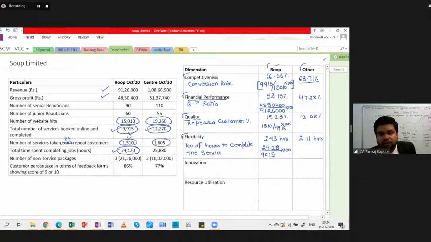Okay. Friends, now the next one, innovation. Those who sent the answer, absolutely fine. Thank you. Thank you, Chavi. Thank you, Raviteja. Thank you. Further, innovation. Friends, there are how many innovation? There are 3 innovation by the ROOP and there are 2 innovation by the other.